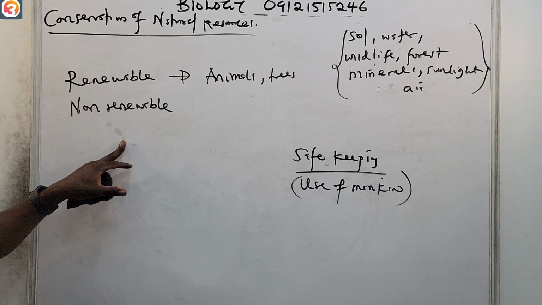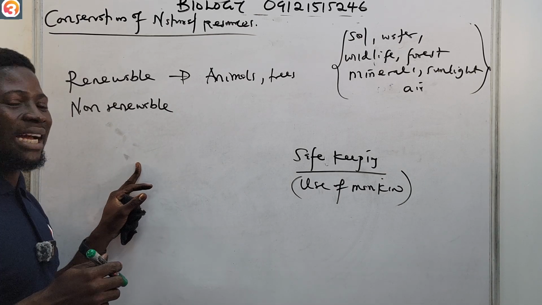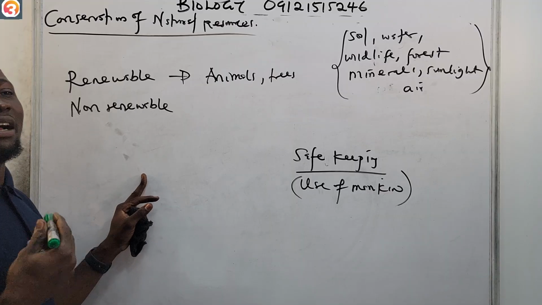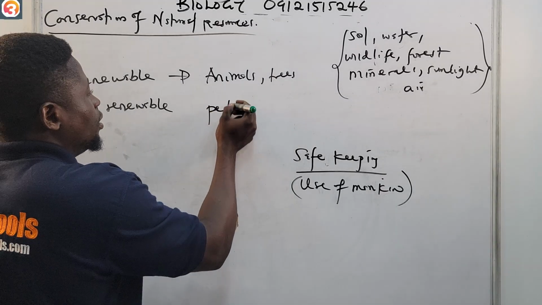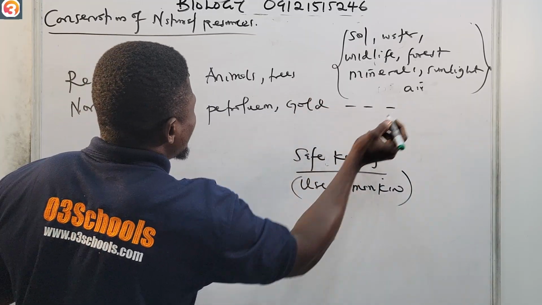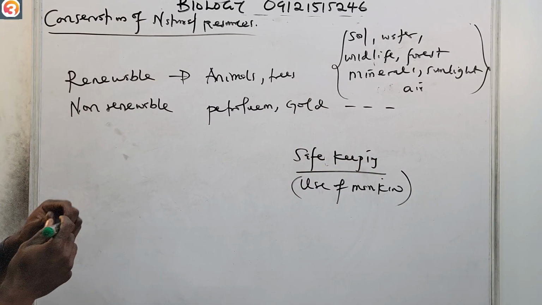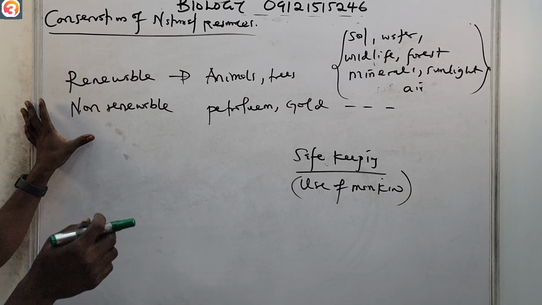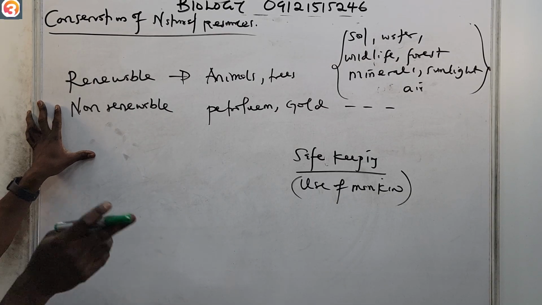Then you have the non-renewable. These cannot be replaced after use. Once you have used them, you have used them. For example, we have petroleum, gold, and the rest. All of these are non-renewable natural resources. Please take note of all of that.